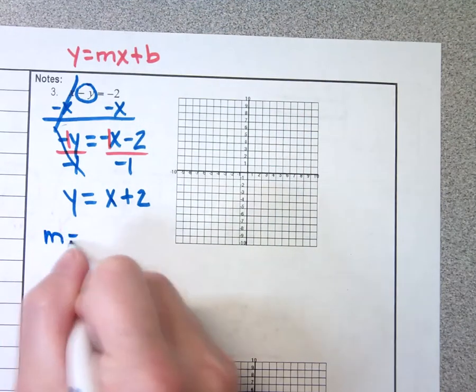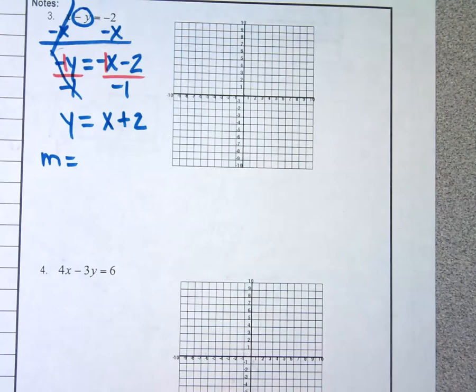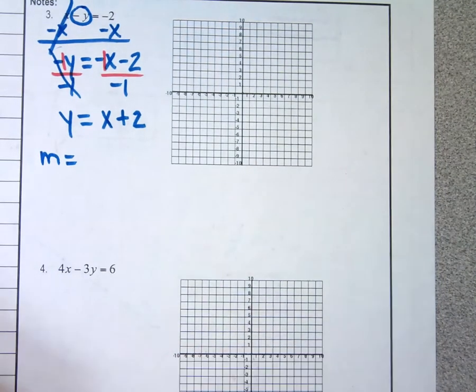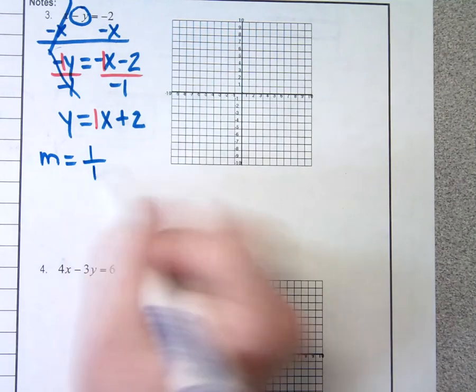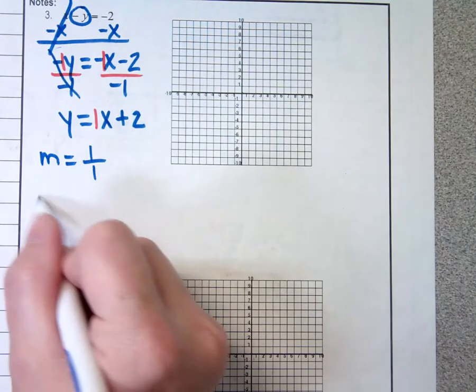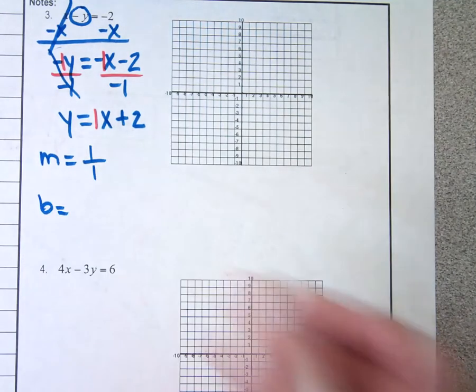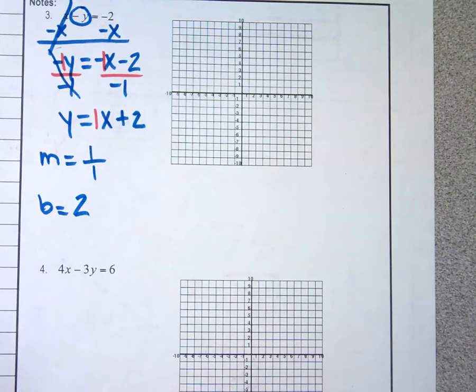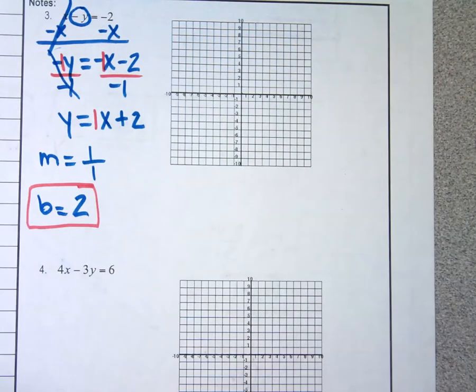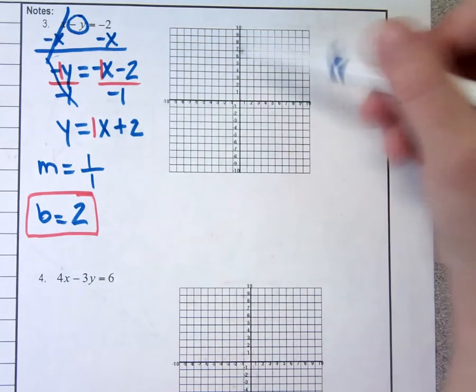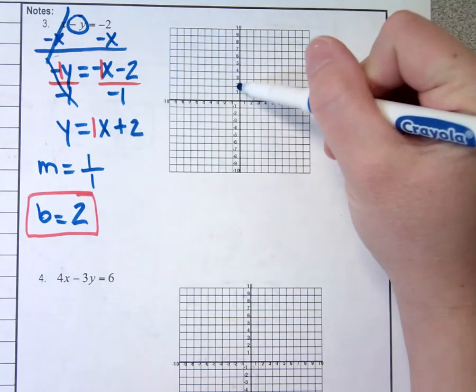Okay, now let's identify our special pieces. What is the slope? The slope's the number in front of the x, which is 1. And I'm going to write that as a fraction, 1 over 1. The b, the y-intercept, is 2. So what do I plot first? I plot the y-intercept, b for begin. Okay, since the y-intercept is 2, I need to plot 2 on the y-axis.